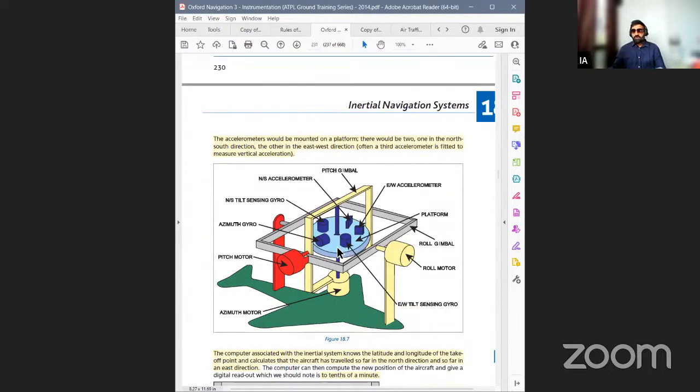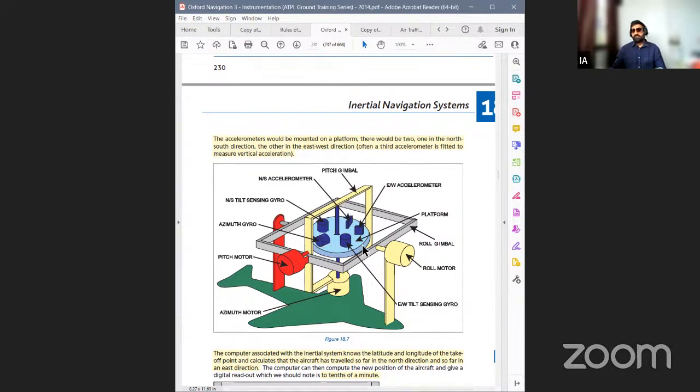See, this is how the platform looks like. A gimbal is there. Okay. There are two gimbals, pitch gimbal and roll gimbal, but the platform and accelerometers are in the common gimbal, the pitch gimbal we can see here. Okay. These three cylinders are three gyros. One is north-south tilt sensing gyro, one is east-west tilt sensing gyro, and one is azimuth gyro. And then there will be two accelerometers. One will be east-west accelerometer, one north-south accelerometer, and there will be one more vertical accelerometer. It's not mentioned in this diagram, but it will be in other diagrams.